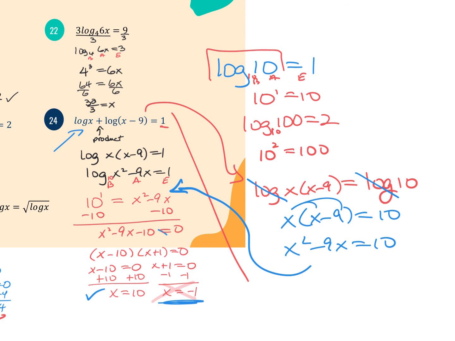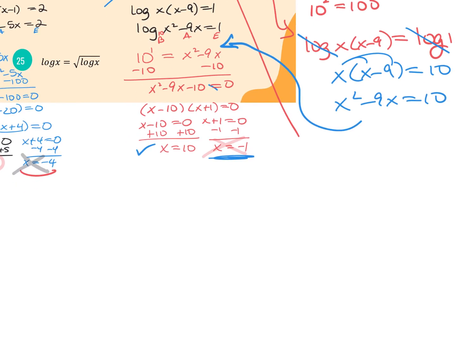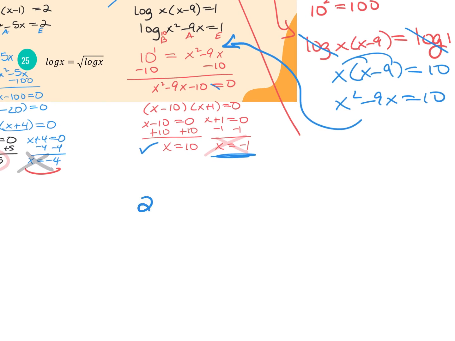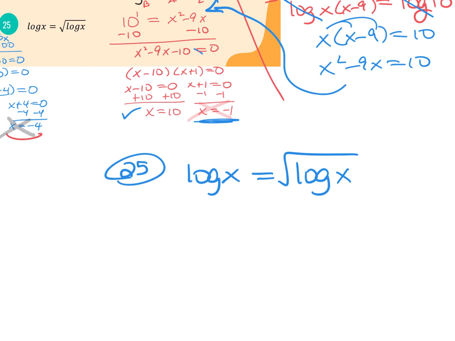Either way is acceptable. Now I know I've sort of gone into the area for number 25, so let me just rewrite number 25 down here. So it's log of x equals the square root of log of x. So what I'm going to do here is change this square root into a fraction exponent. So I'm going to turn it into log x raised to the 1/2 power.